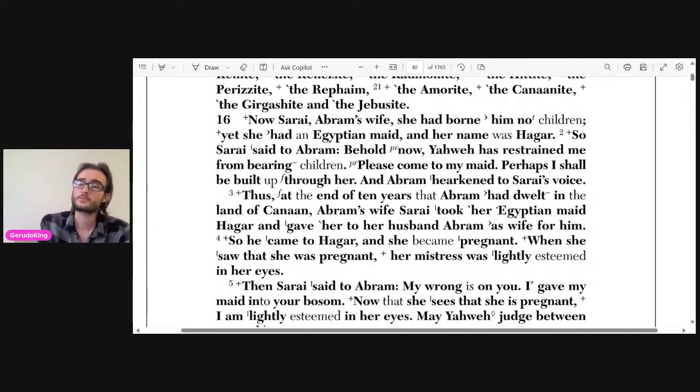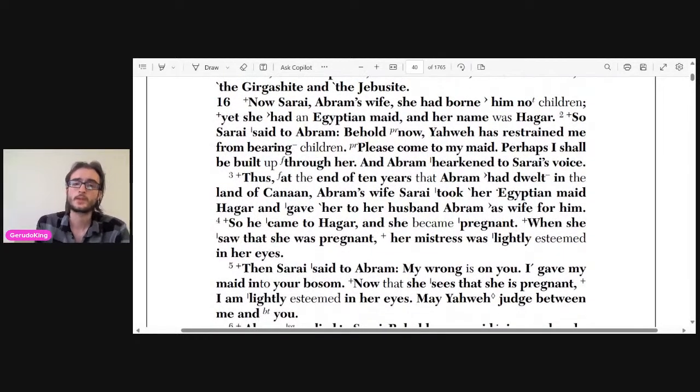Now Sarai, Abram's wife, had borne him no children, yet she had an Egyptian maid, and her name was Hagar. So Sarai said to Abram, "Behold, now Yahweh has restrained me from bearing children. Please come to my maid. Perhaps I shall be built up through her." And Abram hearkened to Sarai's voice.